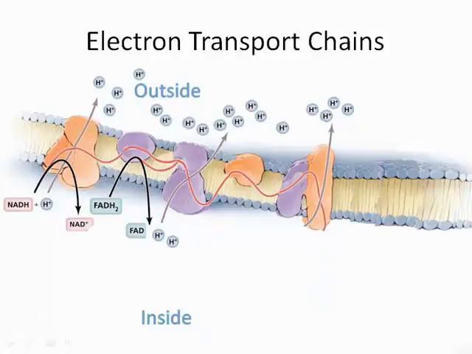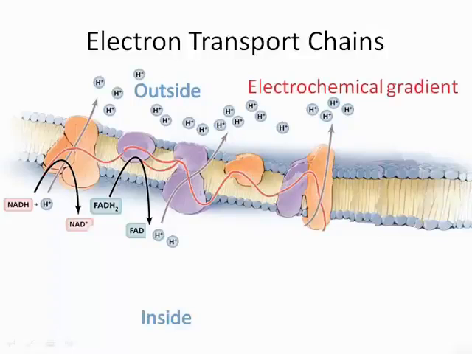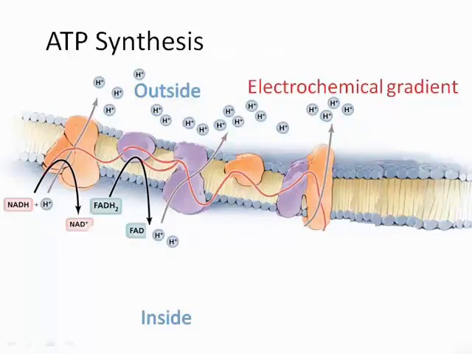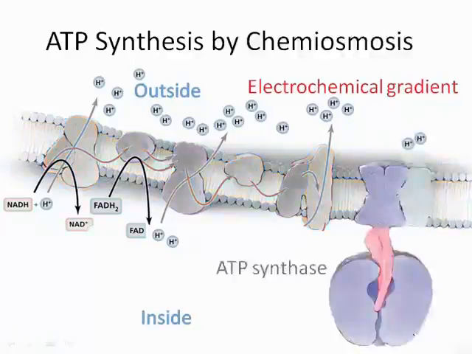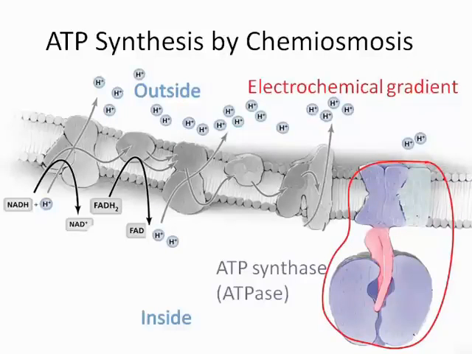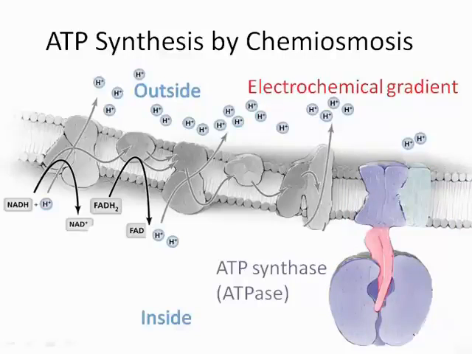The result of electron transporting and proton pumping is many more hydrogen ions outside the membrane than inside, producing an electrochemical gradient across the membrane. Electrochemical gradients provide energy to drive some cellular operations. Let's consider one, the synthesis of ATP. Cells make ATP by a procedure called chemiosmosis. They do this using ATP synthase, or ATPase, which is an enzyme that uses the energy of electrochemical gradients to make ATP.